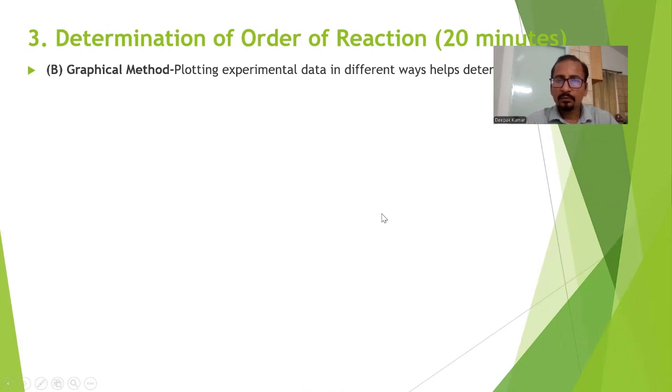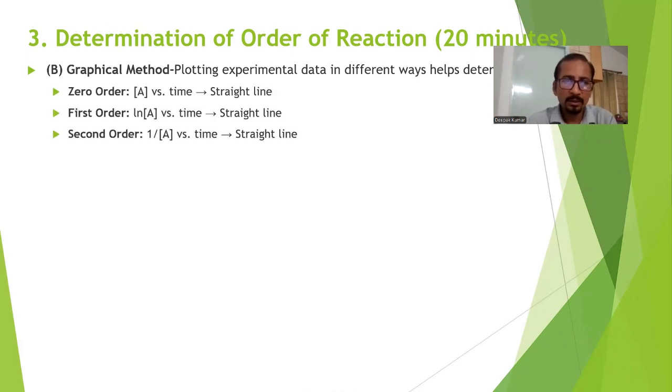Next is determination of the order of reaction by graphical method. That was the initial rate method, now the graphical method. For the graphical method, if we get a straight line by plotting a graph of [A] versus time, ln[A] versus time, or 1/[A] versus time, we'll be able to say that they belong to zero, first, and second order respectively.